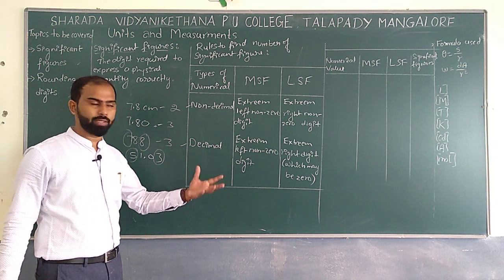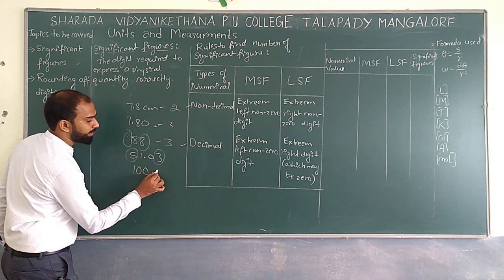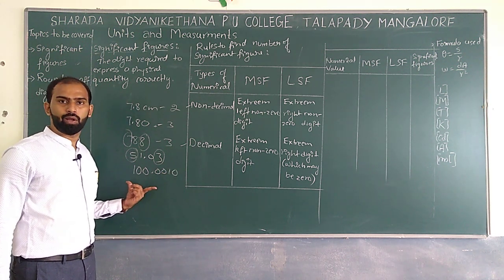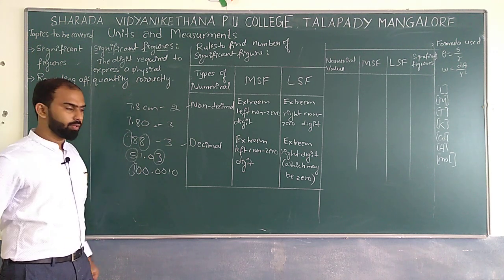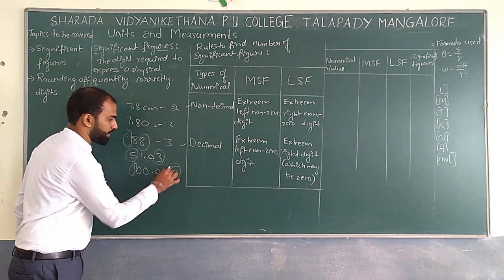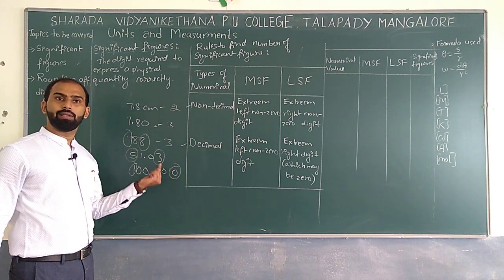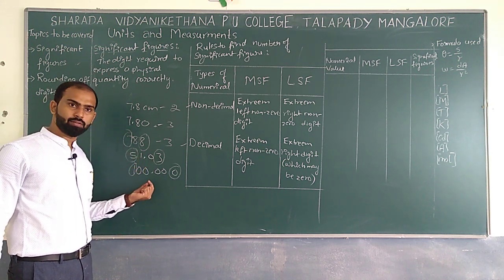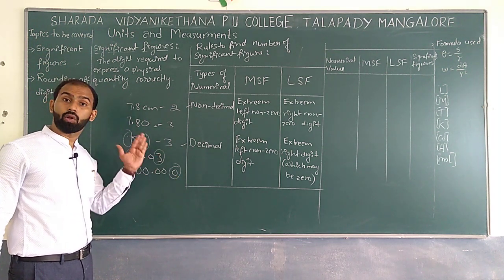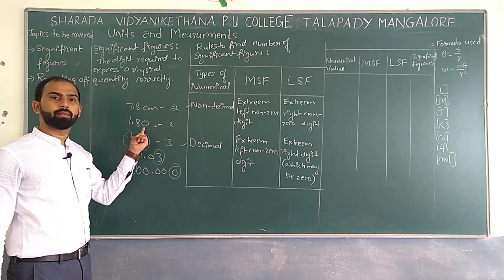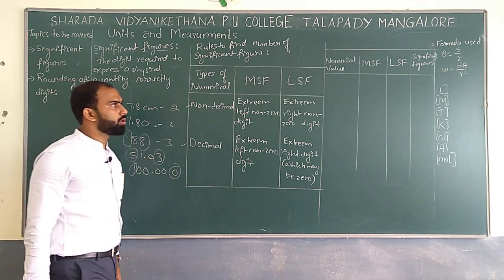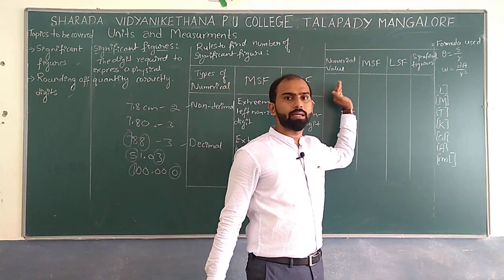And it could be 0 also. For example, 100.0010 is there. What is the MSF value of this? That is 1. What is the LSF value of this? That is 0. So if it is a decimal value, you can take the extreme right as 0 as well. But if it is a non-decimal, you cannot take LSF as 0. It should be any non-zero digit. We will discuss some examples in a tabulation problem.